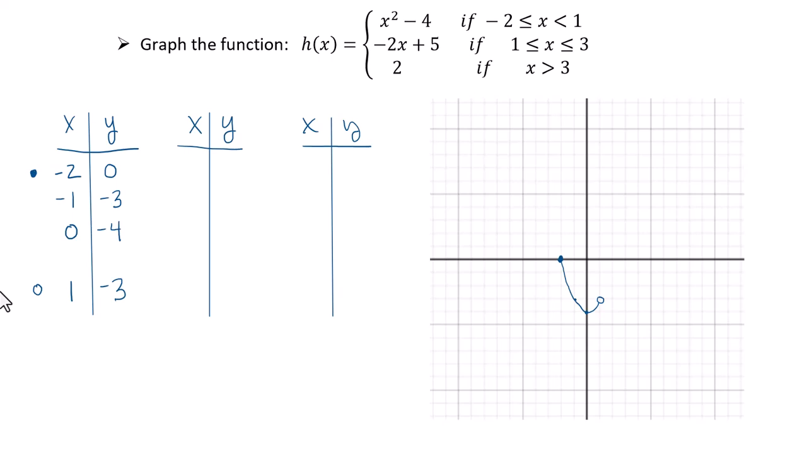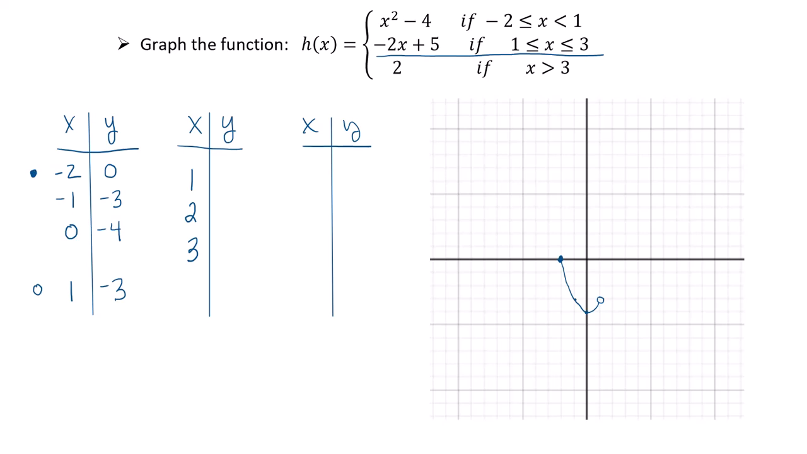The next piece is -2x plus 5 if x is between 1 and 3 inclusive. So in our t-table we can put 1 and 3 as the boundaries. Now this is just a linear graph, so we just need the 2 points, but just to be sure and have a check, I can also put 2. 2 is between 1 and 3, so it's in the domain of that piece.